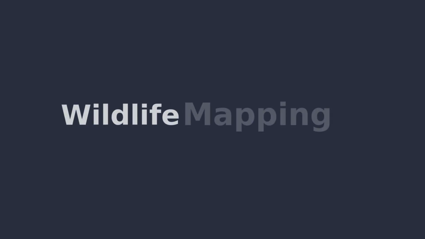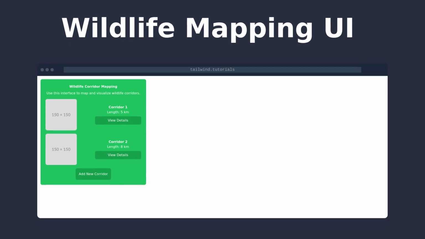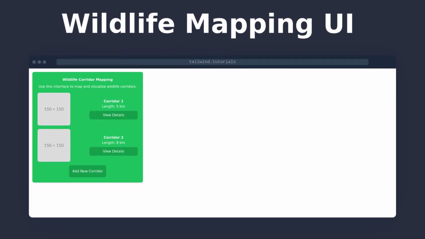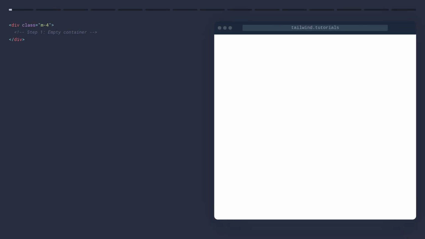Welcome to Tailwind. In today's video, we're going to build a wildlife corridor mapping interface using Tailwind CSS. By the end of this tutorial, you'll be able to create the stunning component you see on the screen right now. Let's start by creating an empty container with some margin to ensure it doesn't stick to the edges.